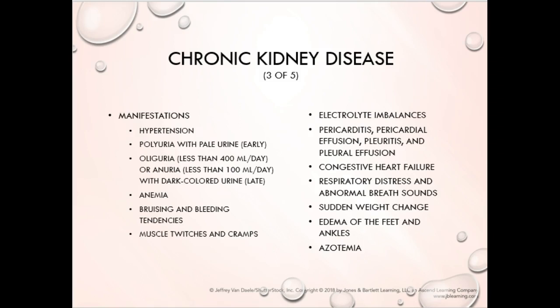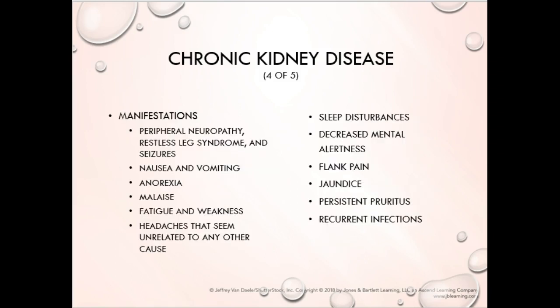The rest of this are all things that we've talked about with disease processes, you know, electrolyte imbalances. You'll get edema, so you could get pericarditis and effusion and pleuritis and pleural effusion, congestive heart failure because of electrolyte imbalances, respiratory distress, sudden weight change, edema, obviously, azotemia, the retention of those waste products, okay? So I left those manifestations on once again, and like I said before, I wouldn't ask you all of them. I want you to have a general working knowledge of what could happen.